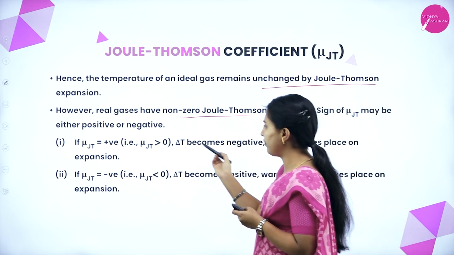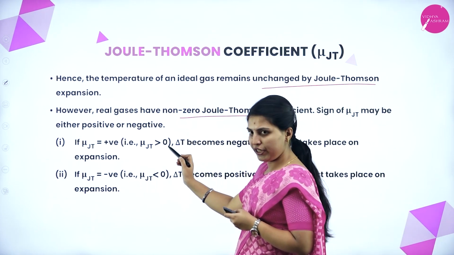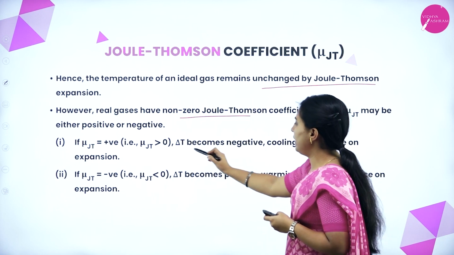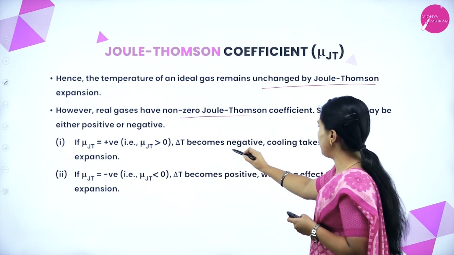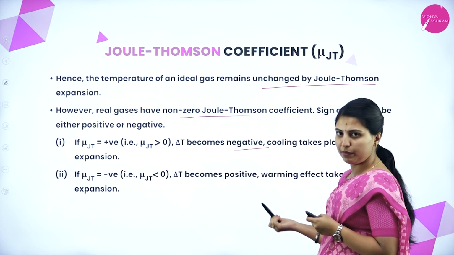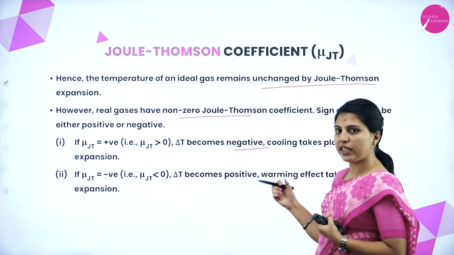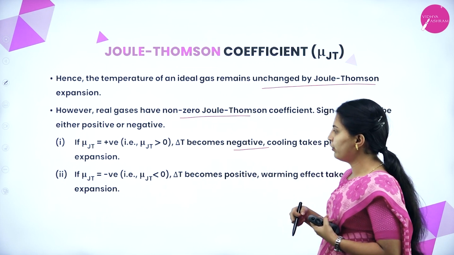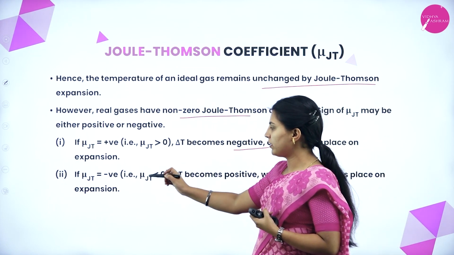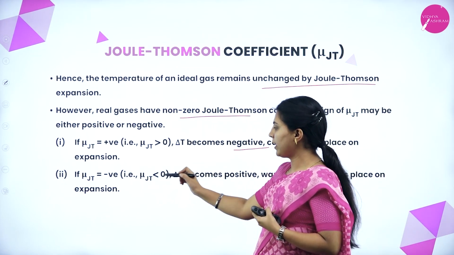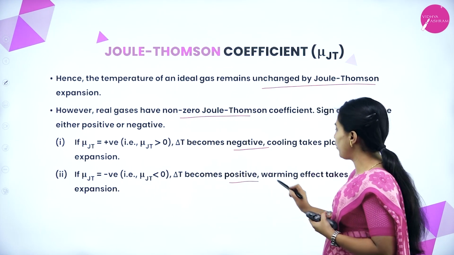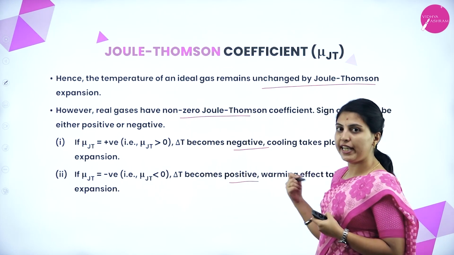If it is positive, the coefficient is greater than 0, delta T becomes negative, and cooling takes place on expansion. Whenever expansion takes place, the interaction of molecules also increases, so delta T will become negative. If the coefficient is negative, that is less than 0, delta T becomes positive. A warming effect takes place on expansion.